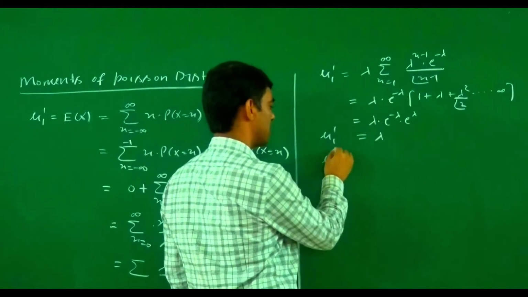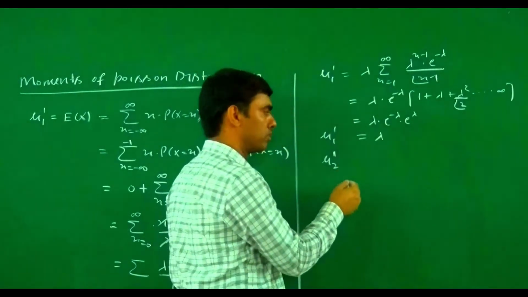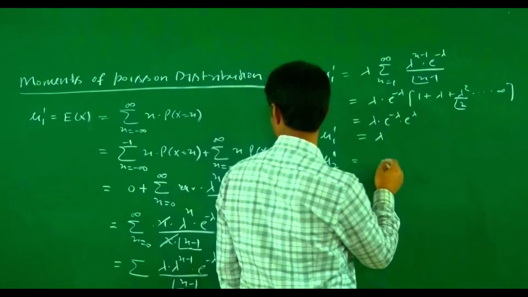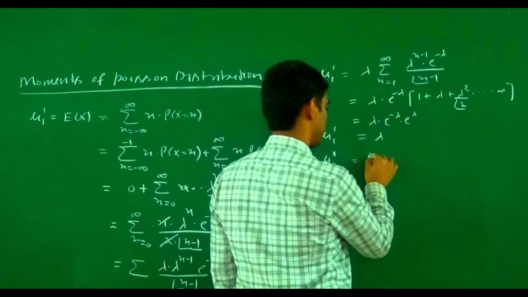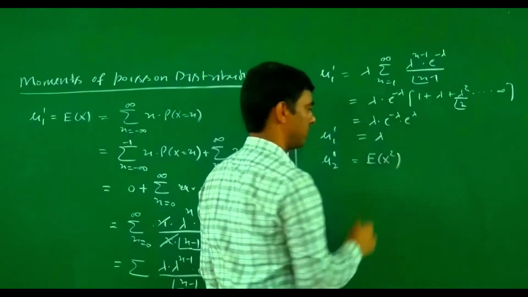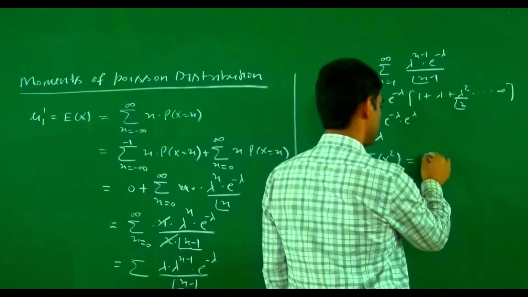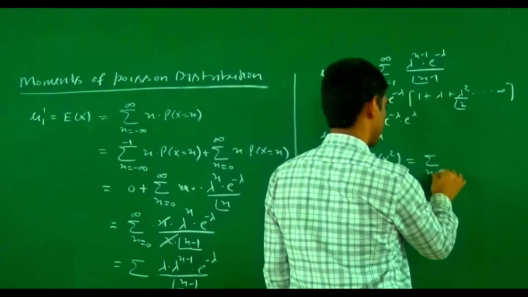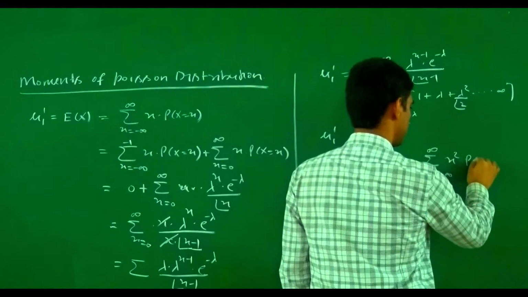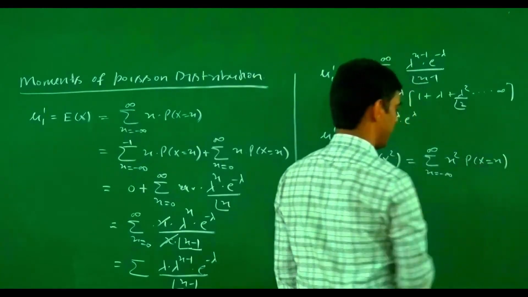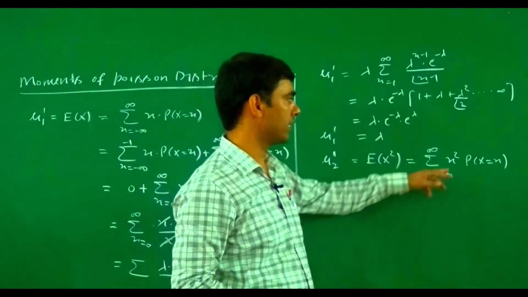Mu2 dash means the second moment about the origin. This can be written as mu2 dash is the expected value of x square. Expected value of x square equals what? Summation x equals minus infinity to infinity of x square probability of x equal x. Now x square can be written as what?